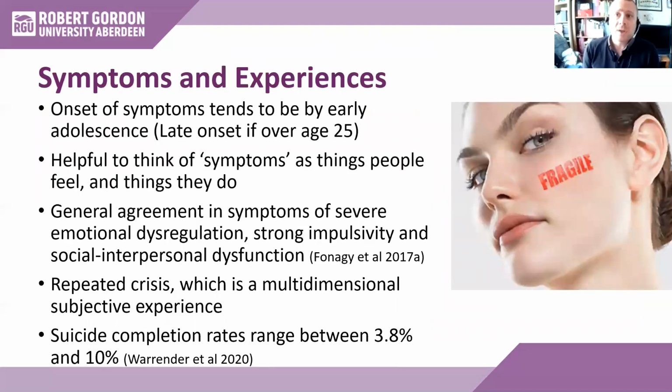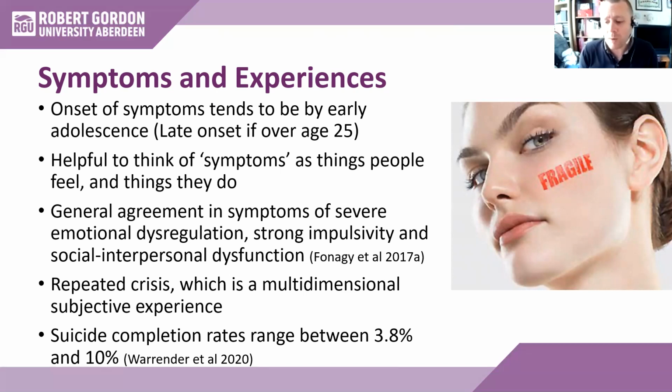Now, symptoms and experiences. So onset of symptoms with BPD is normally supposed to be by early adolescence. Can be called late onset with over age 25. But again, I think we can look at any age. If you experience difficult circumstances, you might experience a certain way of looking at the world which might cause you difficulties. It's helpful to think of symptoms as things that people feel and things that they do.